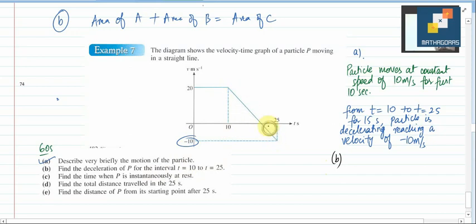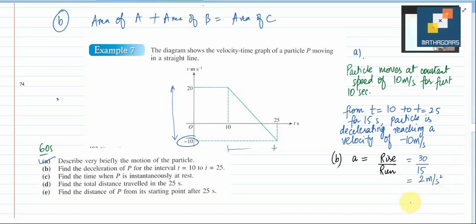Alright, so what is gradient? For part B, we need to find the deceleration. That means we need to find the acceleration. Acceleration on a speed time graph is rise over run. If you observe, the rise part is this one, right? From 20 to minus 10, the rise is 30, and for the run, the horizontal part, you can see that it's from 25 till 10. You have a run of 15. So the deceleration you have is 2 meters per second squared. Alright, clear?